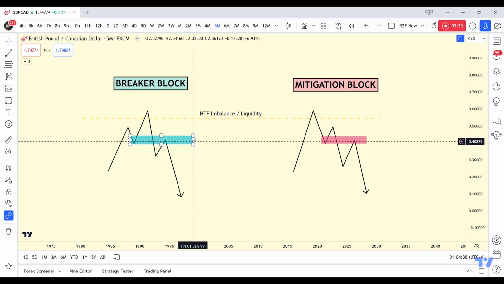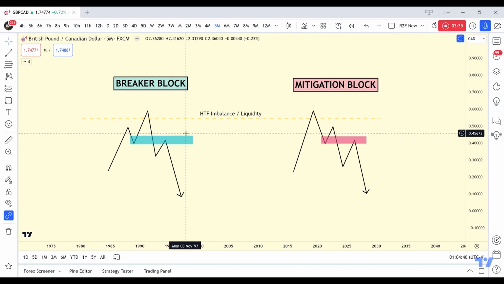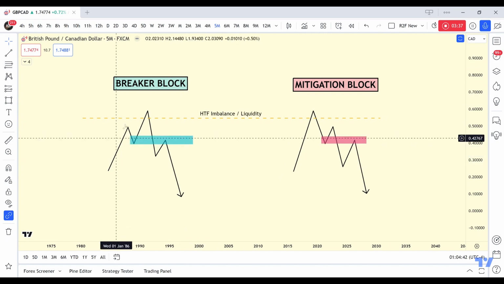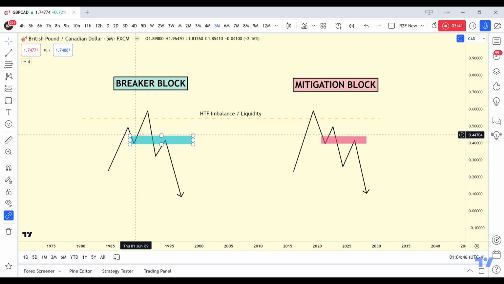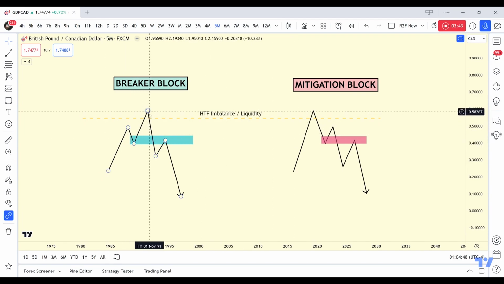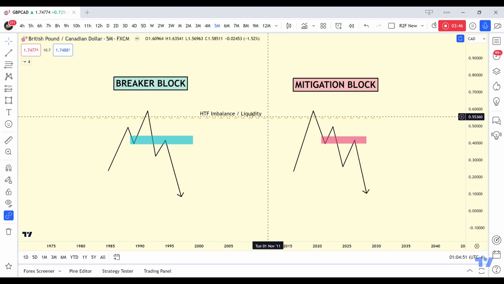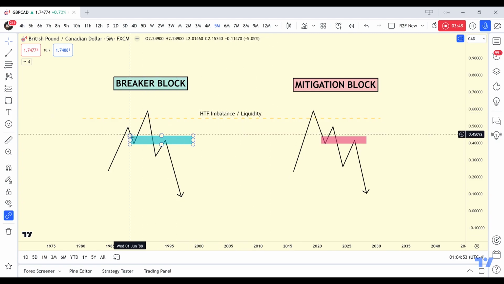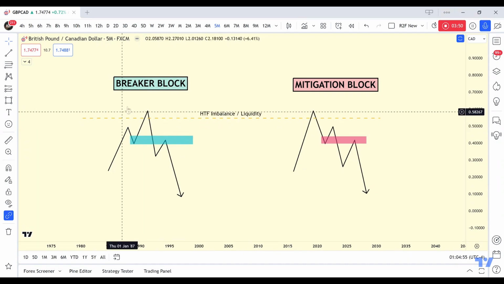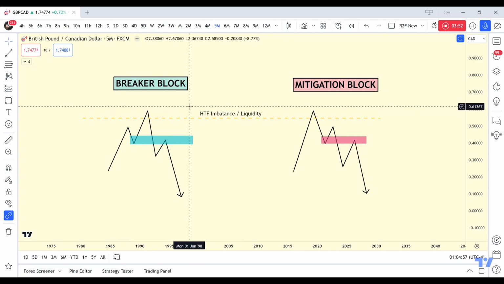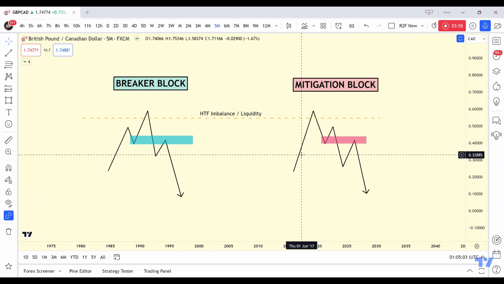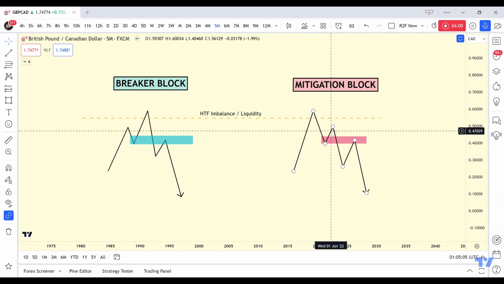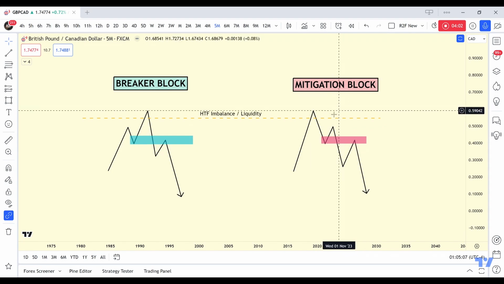The reason why I like trading breakers more and why they're a higher probability is because they take out some short-term liquidity as well as going into a higher time frame imbalance or liquidity zone. Having a top-down analysis and a higher time frame POI helps you increase the probabilities of your trade. However, in the mitigation block, we see price come into that zone, but it does not take out short-term liquidity.